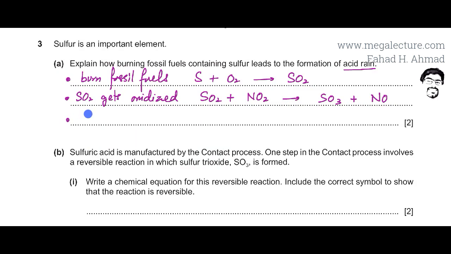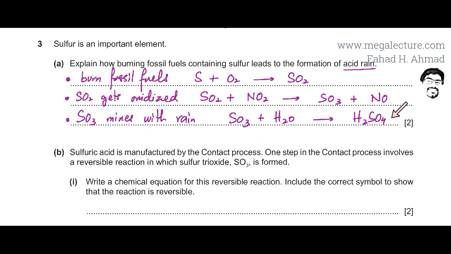The last step is that SO3, an acidic gas, mixes with rain, and you can write an equation showing that SO3 mixes with H2O and ends up forming H2SO4, which is now known as acid rain. So the water molecule mixes with SO3, ending up producing H2SO4.